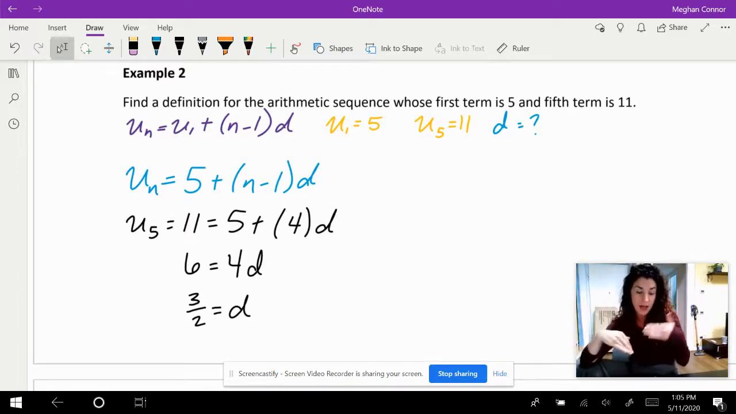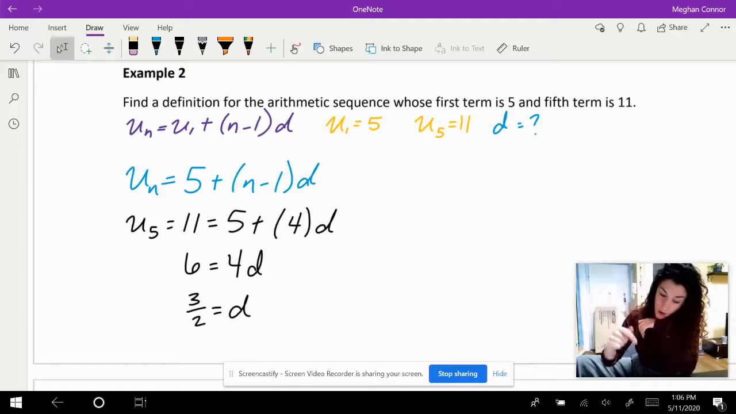U sub 1 equals 5, U sub 5 equals 11. Start plugging it in and realize for this formula, in order to have a completed formula, you need to have U sub 1 and you need to have D. Those will be your two unknowns. So if you're not given information right away on one of those unknowns, then you need to make two equations and make a system of equations, either isolate and substitute in, so solve through substitution, or remember your calculator does it all for you as well.